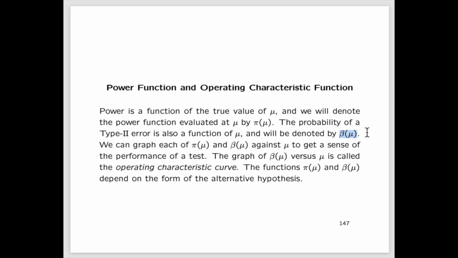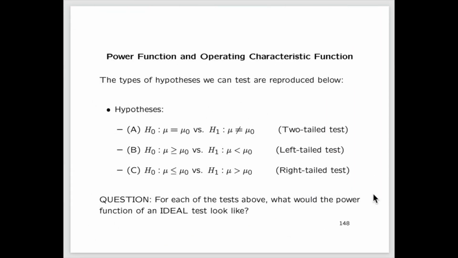Now the functions pi of mu and beta of mu depend on the form of the alternative hypothesis. So let's look at expressions for these functions. Remember the three types of hypotheses that we can test are the two-tailed test, the left-tailed test, and the right-tailed test. One question I might ask you is, for each of these three tests, what would the power function of an ideal test look like? Okay, so let's first consider the two-tailed test.